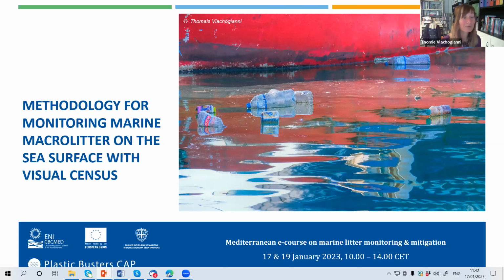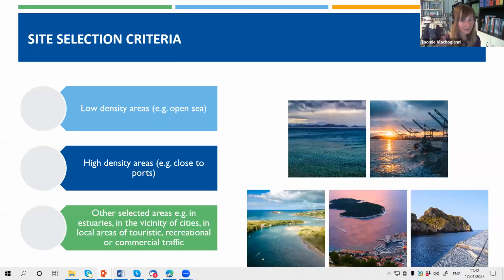So, for example, when we're talking about sea surface litter monitoring, obviously we cannot collect the litter items because we are on a vessel. And obviously we don't have as much time for the classification because we are moving. So we need to keep these specificities in mind and try to see how that could be done at sea or at the seafloor.